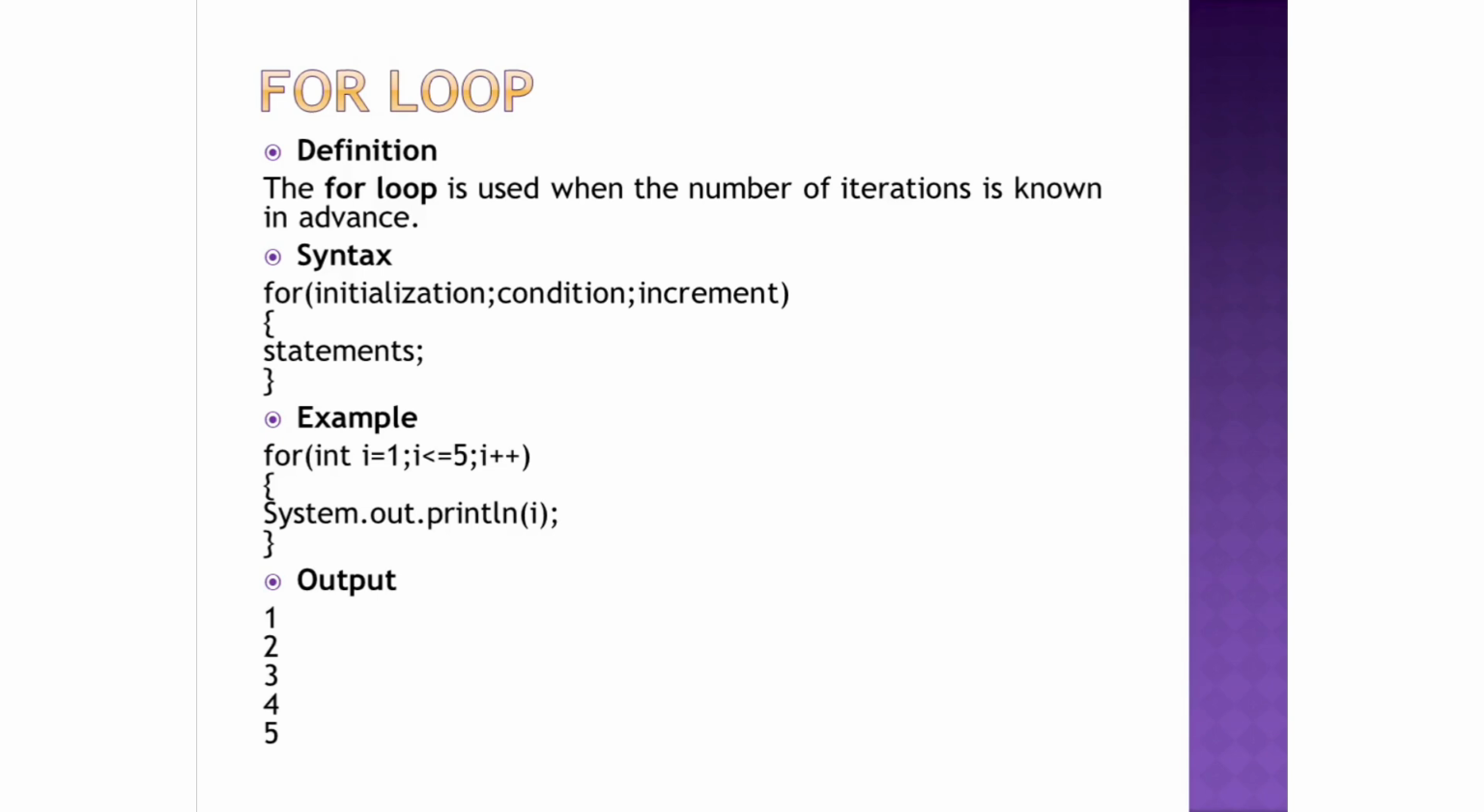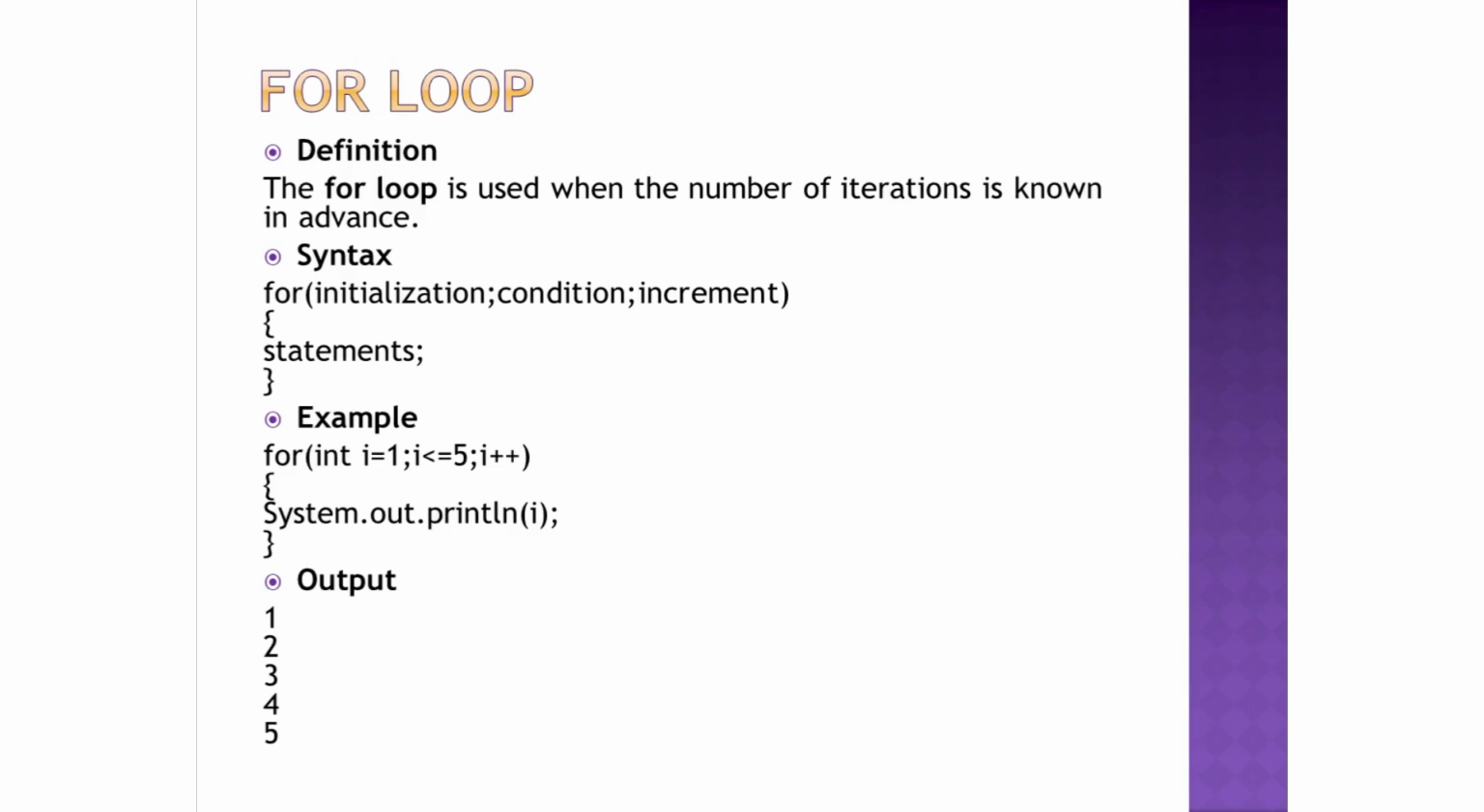Inside the loop, the program prints the value of i. After each iteration, i++ increases the value by 1. So the output becomes 1, 2, 3, 4, 5. The for loop is ideal when the number of repetitions is known in advance.